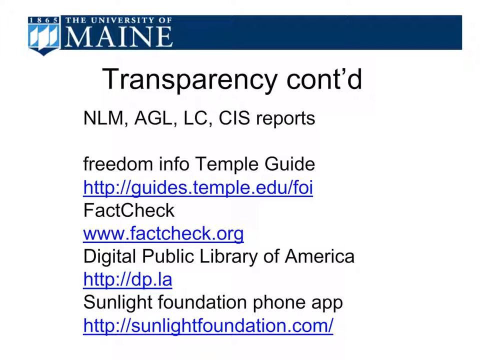LC is the Library of Congress, always a good source to go to for researching topics. And then CIS reports, that stands for Congressional Information Service. These are the reports that Congress will receive on a particular research topic if Congress asks the researchers to research. So Congressional Information Service reports are always a good source to go to for government information and government research as well. Hope you've enjoyed this, and I've got one more slide.